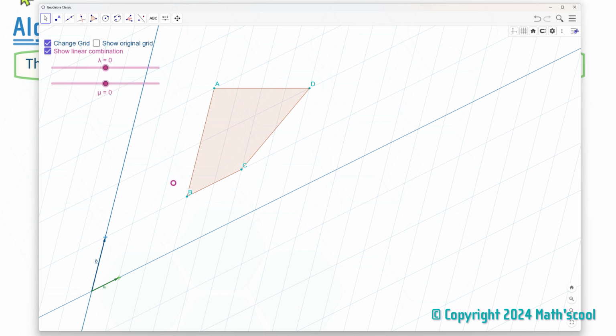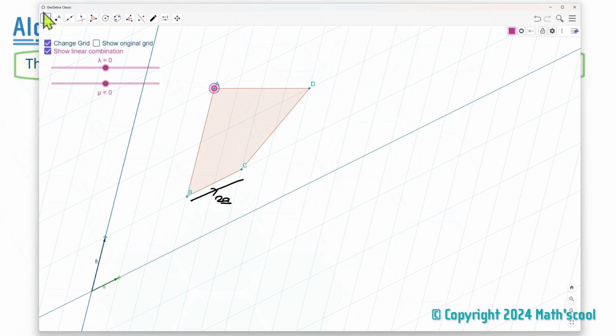if I start with, say, let's start with B here. And then let's say, I know I'm going to need some vectors parallel to A. So I'm just going to change the lambda. So it tells me that this vector here is 2A.